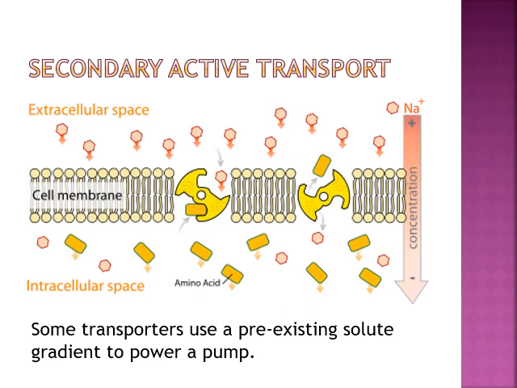Sometimes we can use a pre-existing gradient to power a pump. We can use the power of a gradient to provide energy for our pumps. This is called secondary active transport. This is sort of like, if you're a jerk, hypothetically, using a revolving door. You guys have used revolving doors before? How does a revolving door work?